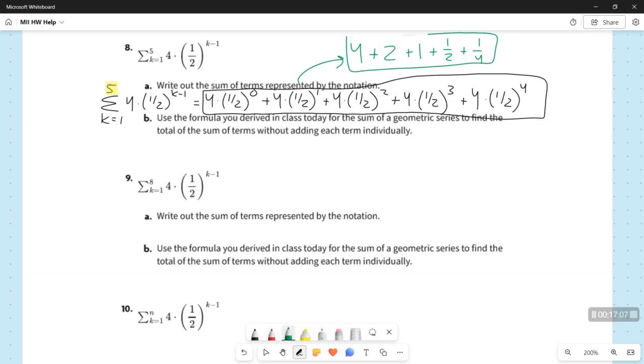Notice, perhaps not surprisingly, that each term is half of the previous term. That's because you're increasing your exponent on the 1/2 every single time, so each term is half of the term before it. Hopefully that makes sense and is not completely random.